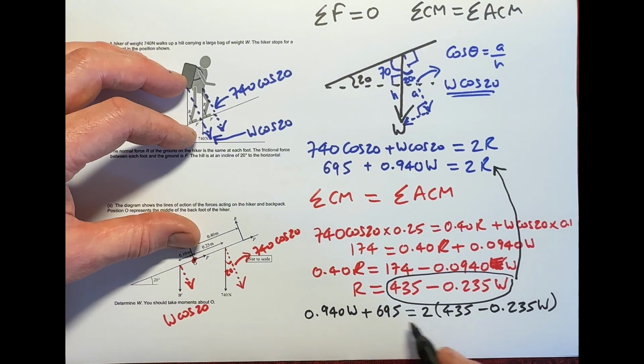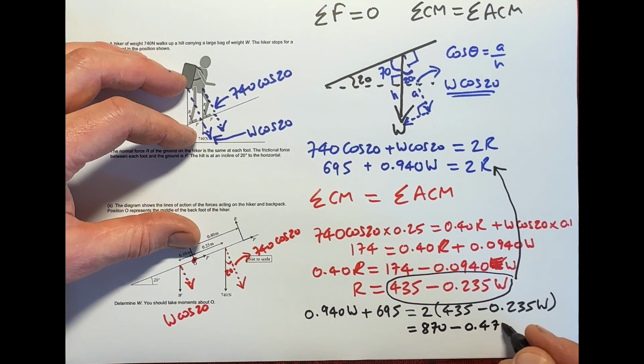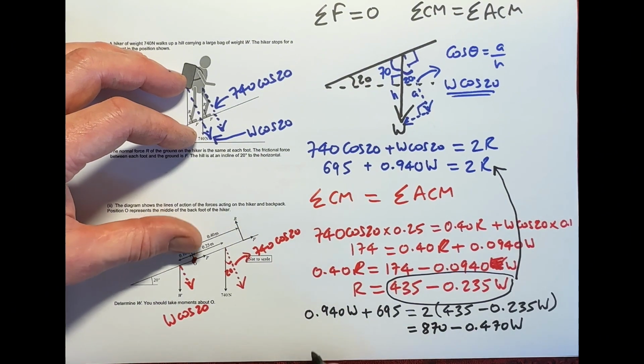So we need to multiply out this bracket here and take this over the other side. So if you multiply out the bracket, you're going to get 870 minus 0.470 W. All right. And then if you collect the terms, so if you take this term over this side, take this term over that side, it's going to simplify to 1.41 W equals 175. Okay, so all I've done there is I've just collected the terms on both sides and simplified.